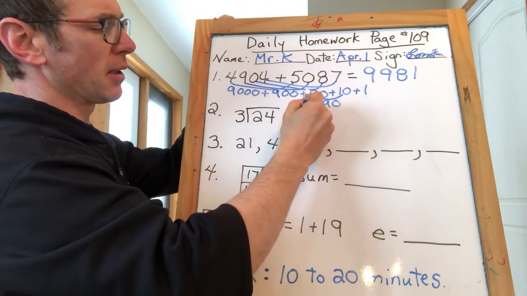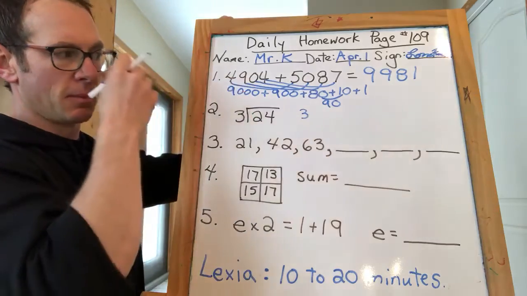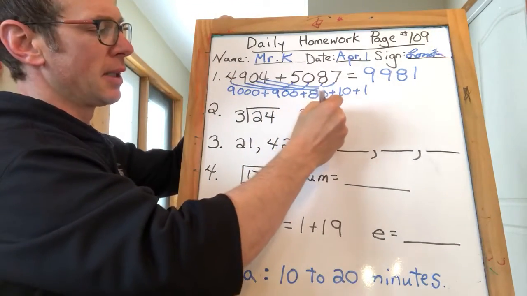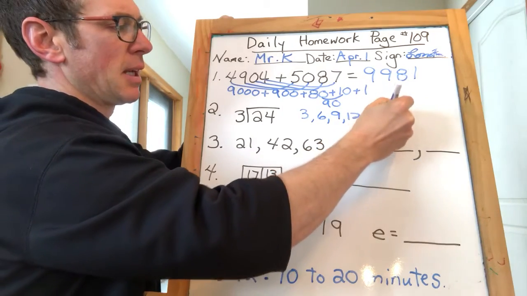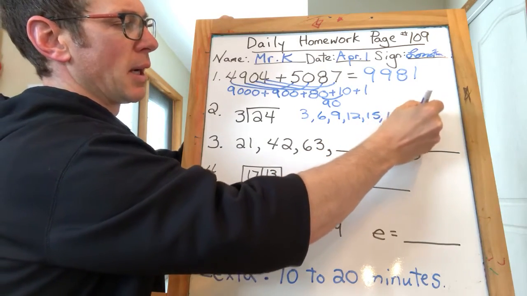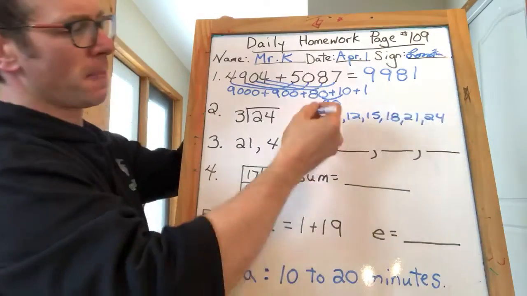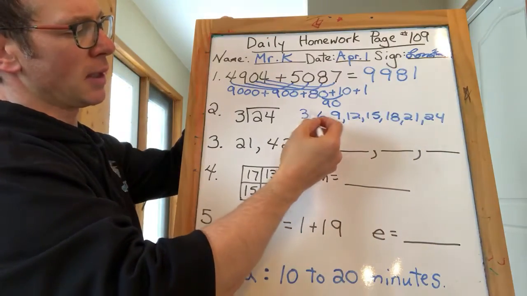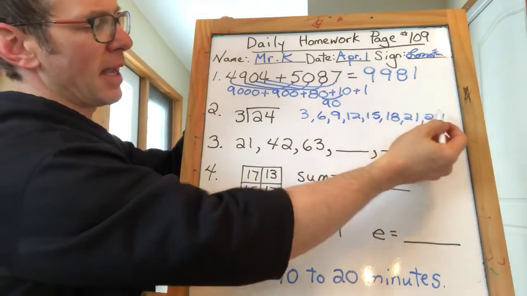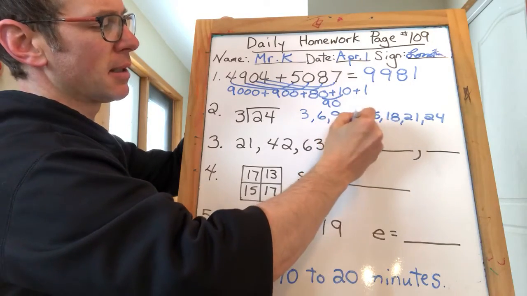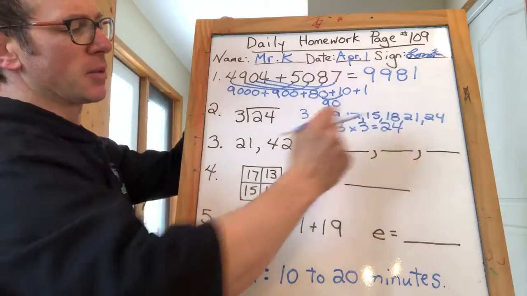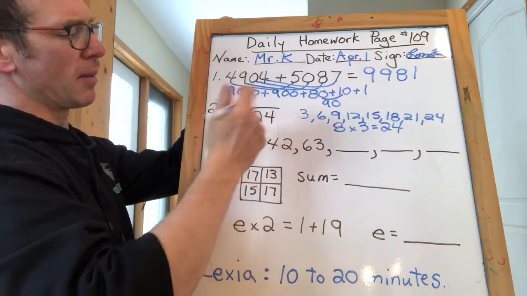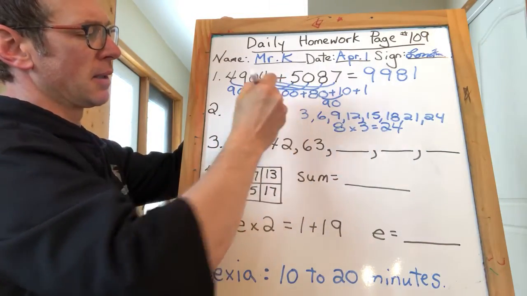So if we look at the multiples of 3, we have 3, 6, 9, 12, 15, 18, 21, 24. Oh, there's our 24. So that takes 1, 2, 3, 4, 5, 6, 7, 8 steps to get there. 8 times 3 is 24. So if 8 times 3 is 24, then we know 24 divided by 3 is 8.